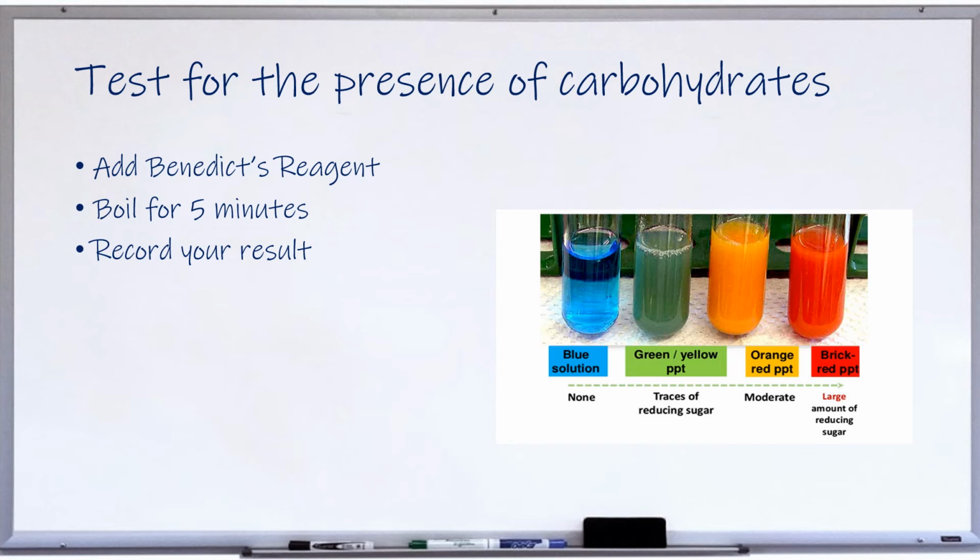Now the Benedict's test only works for simple carbohydrates, so only those monosaccharides, a couple disaccharides, but not many. So remember, because there's going to be a question on the next slide, that Benedict's test only works for simple carbohydrates. That means the carbohydrates that have been reduced to their smallest, the monomer form.